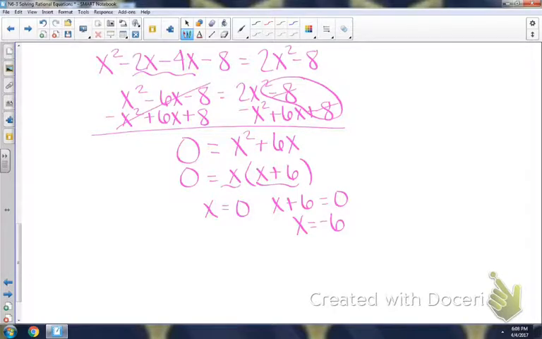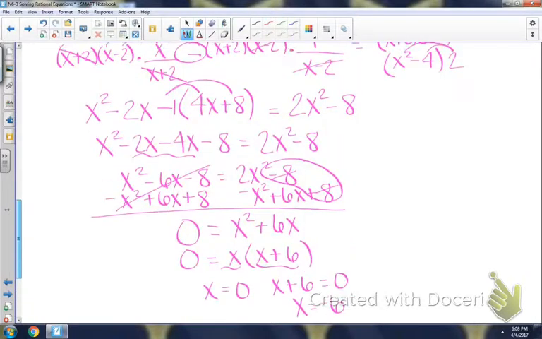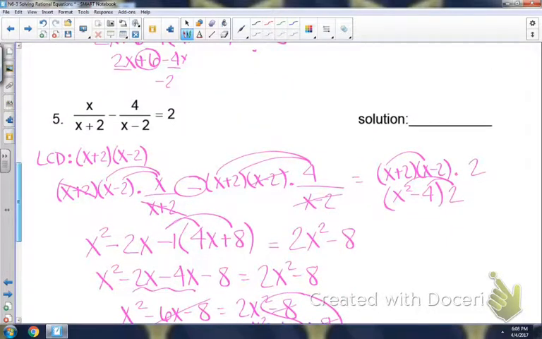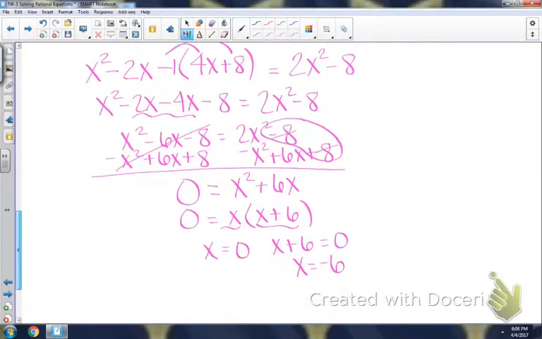So again, we're solving a rational equation with fractions. You need to make sure that those numbers do not cause your denominator to be 0. So if you plug in a 0, 0 plus 2, 0 minus 2, that doesn't cause it to be 0. So x can equal 0. Now, notice the top would be 0, but we can have a 0 on top of a fraction. We just can't have it on the bottom. Negative 6 is the other one.